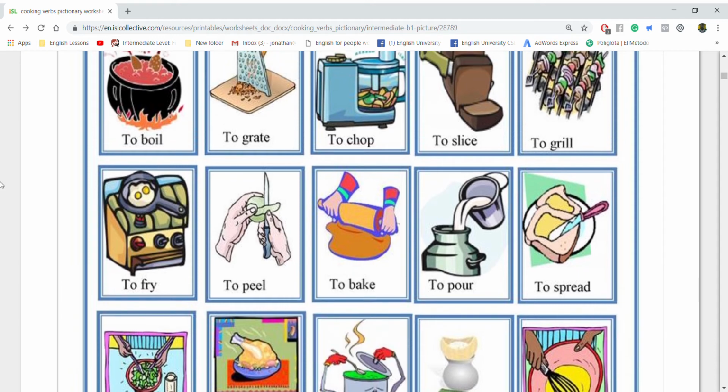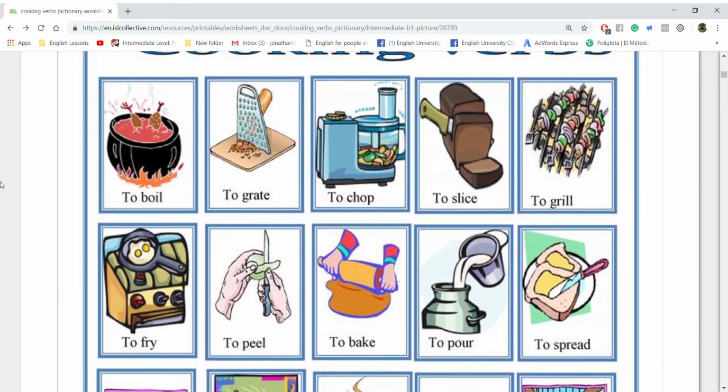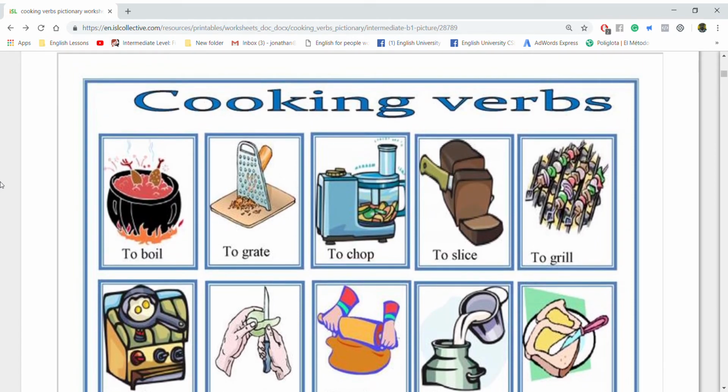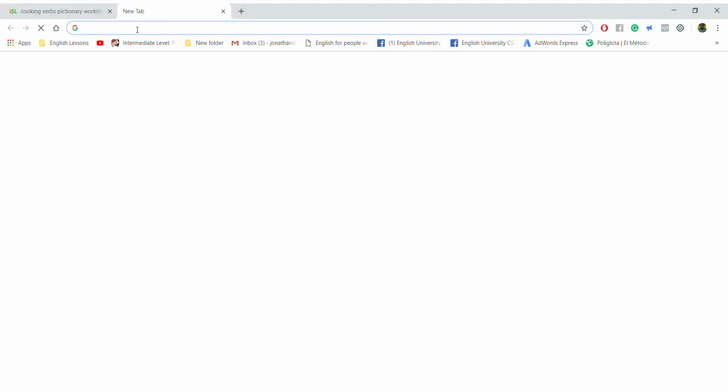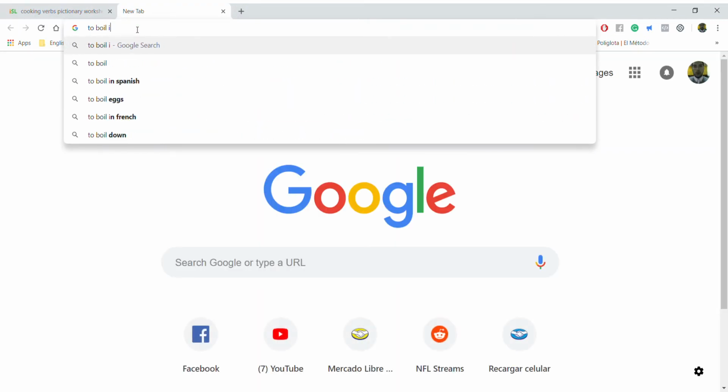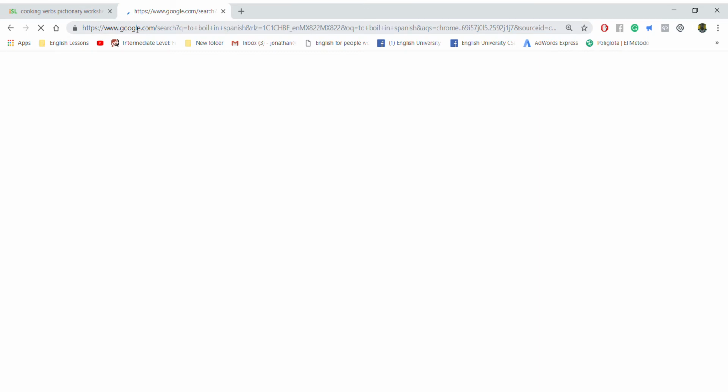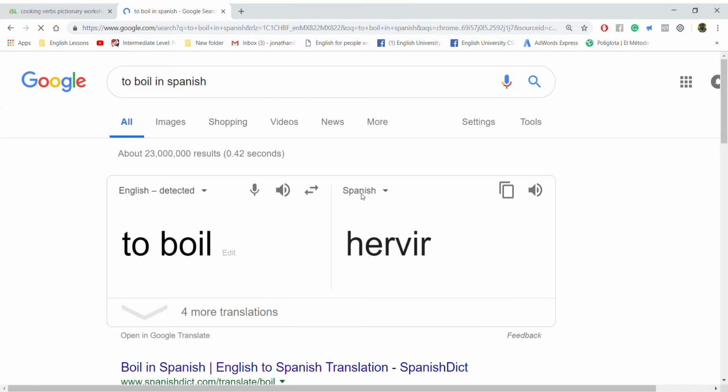Now put it in your notebook and we need to go to the dictionary. Please, we need to look for the cooking verbs in the dictionary. Go to Google on your cell phone and put "to boil" in Spanish in your dictionary. Like this. To boil in Spanish. And then you're going to get the definition. And you repeat. To boil.